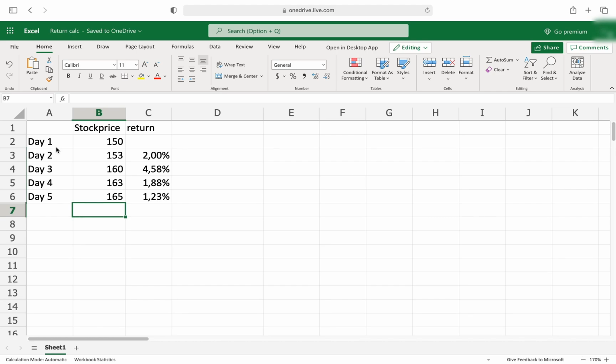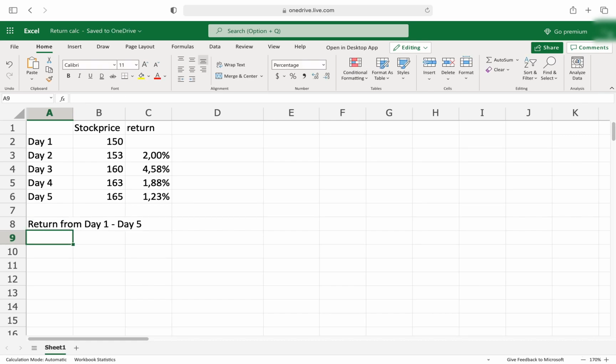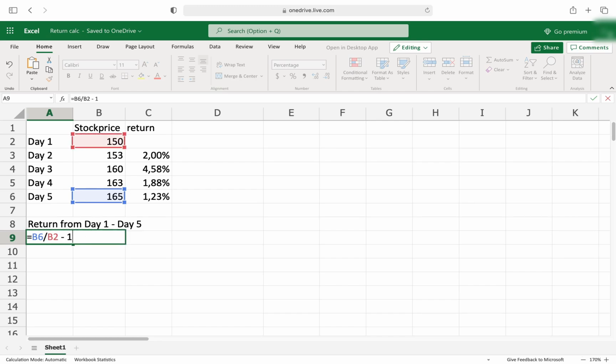Now I'm interested in the following question. What is the return from day one until day five? And there are two ways to calculate that. First one is the simple way. Just use the exact same formula as we did before. So let's write that down from day one to day five. And we are just taking the price on day five divided by the price on day one and subtract the one. So we have 10%.